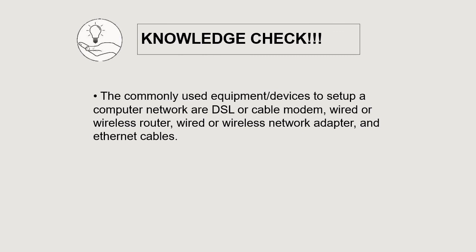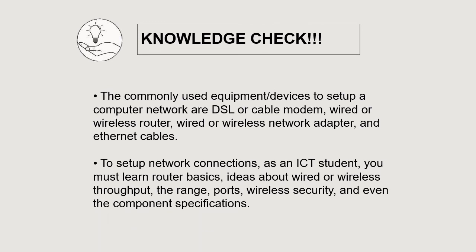And that's it for your week 3. Let's check if you have learned something in our discussion today. As a recap, the commonly used equipment or devices to set up a computer network are a DSL or cable modem, wired or wireless router, wired or wireless network adapter, and Ethernet cables. To set up network connections, as an ICT student, you must learn router basics, ideas about wired or wireless throughput, the range, ports, wireless security, and even the component specifications.